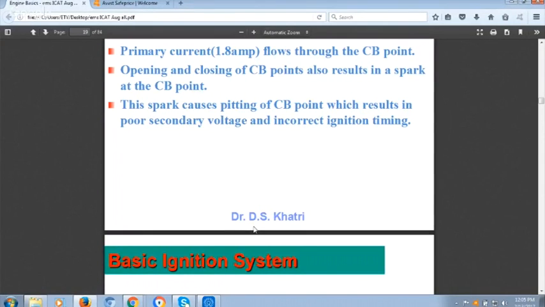Now what is happening? When I am making the contact breaker open and close, suppose 2 ampere current flows through this contact. When I am closing it the current flows, when I am breaking it the current stops. When it is opening, a spark takes place and pitting takes place. That is why earlier they were cleaning the contact with emery paper.